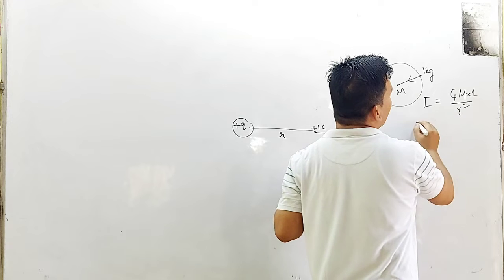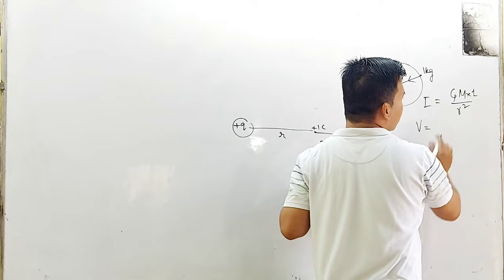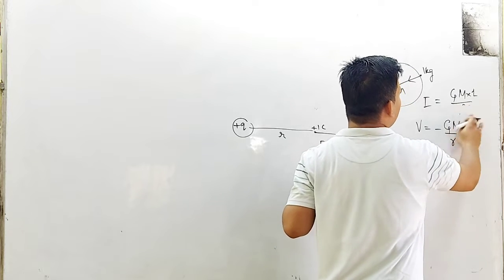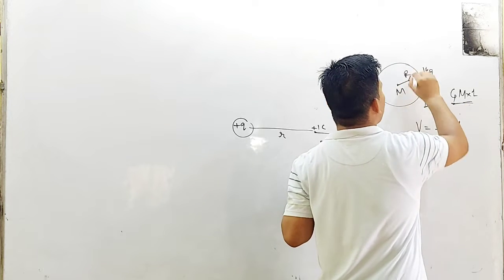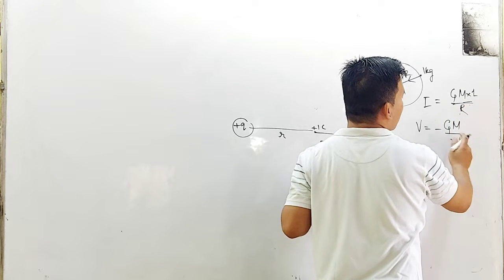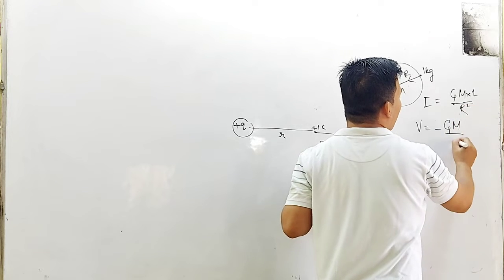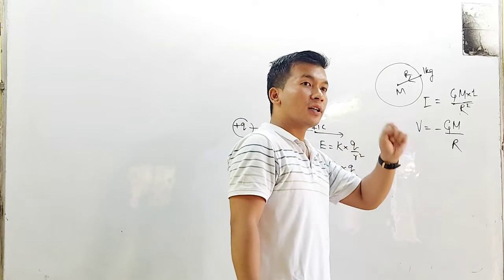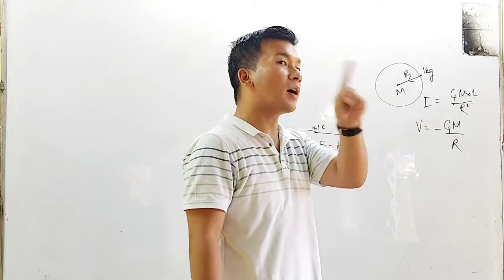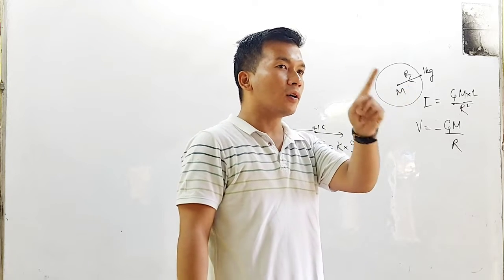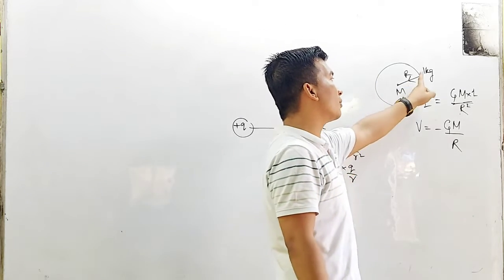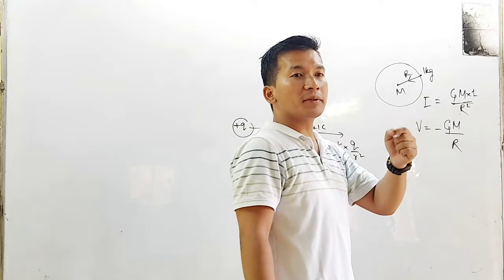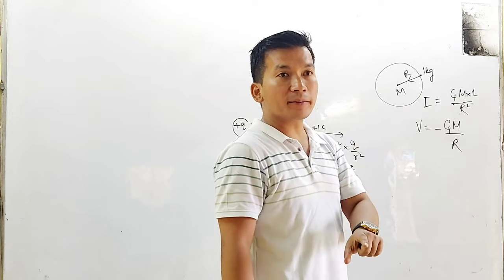What is the potential energy? The potential will be equal to minus capital G capital M divided by the radius, that is r. This is the intensity, but it will be only for 1 kg of object when placed on the surface of the earth. It will be attracted by how much force, that will be known as gravitational intensity.